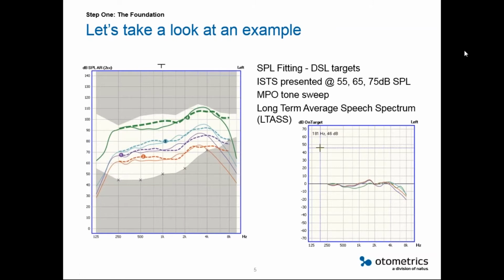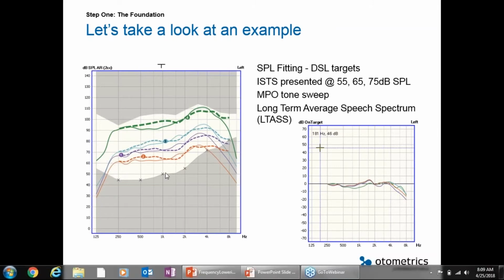Let's take a look at an example. What you see here is an SPLogram measured in OtoSuite using Oracle. You have the patient's SPL thresholds here and their UCL measured or estimated up here. And then we have DSL targets for 55 dB, 65 dB, 75 dB, and an MPO sweep. These targets were for the ISTS signal. The targets are the dotted line, by the way, and the solid line is the LTAS, the long-term average speech spectrum. So in this specific instance, this fitting as a foundation was a really solid fitting.